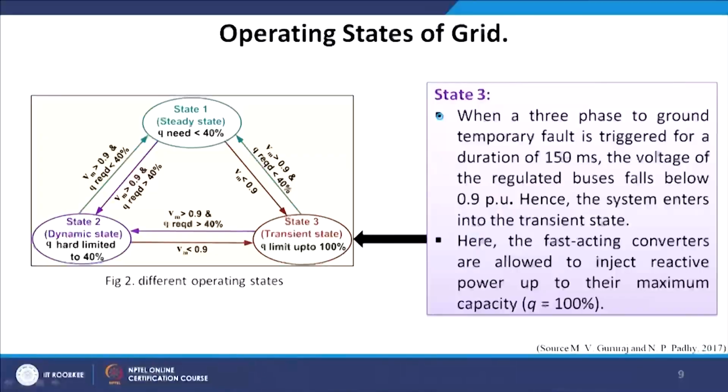The final one, which is very important, is the transient state. When a 3-phase to ground temporary fault is triggered for a duration of 150 milliseconds, the voltage of the regulated bus certainly falls below 0.9 per unit, and hence the system enters into a transient state. Here the fast acting converters are allowed to inject reactive power up to their maximum capacity, as much as 100%.